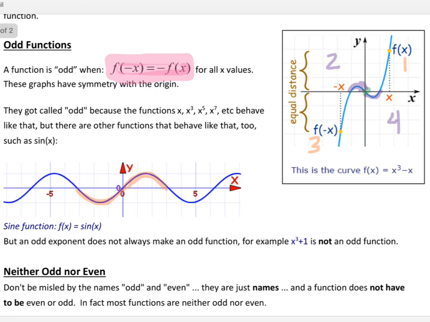Again, even and odd are just names, and it has to do with how they are symmetric. A lot of times you can just look at a graph and get an idea of whether the graph is going to have symmetry with your y-axis, so it's even, or symmetry to your origin, so it's odd. But looking at the graph's not really a proof of the function being symmetric, and that's where these algebraic tests come into play.